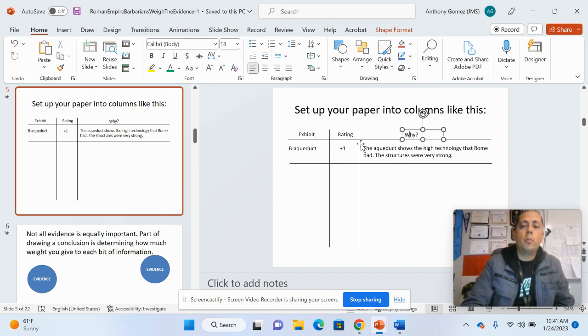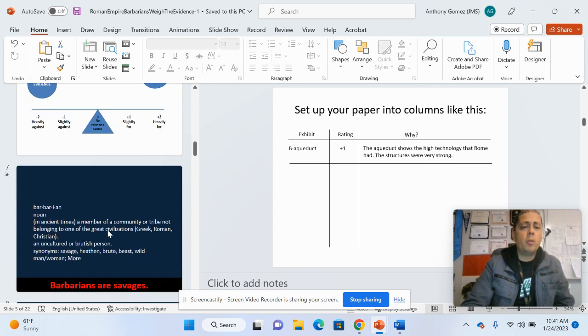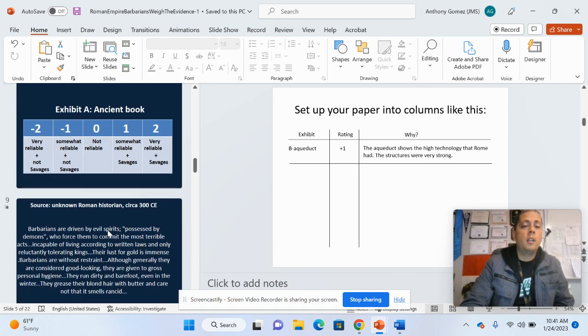I always tell the students, make sure the why part of your paper is bigger because you're going to be writing two sentences on there. The rating could be kind of small because it's just one number, and the exhibit a little bit longer, worded, maybe two. So what they're going to be doing is analyzing different sources of information.